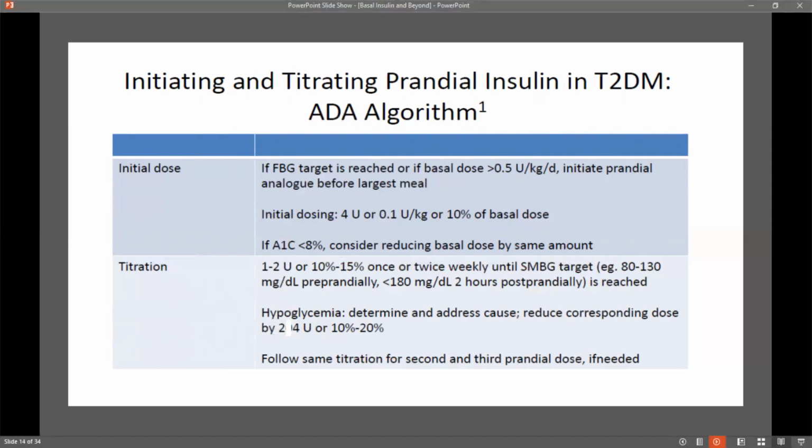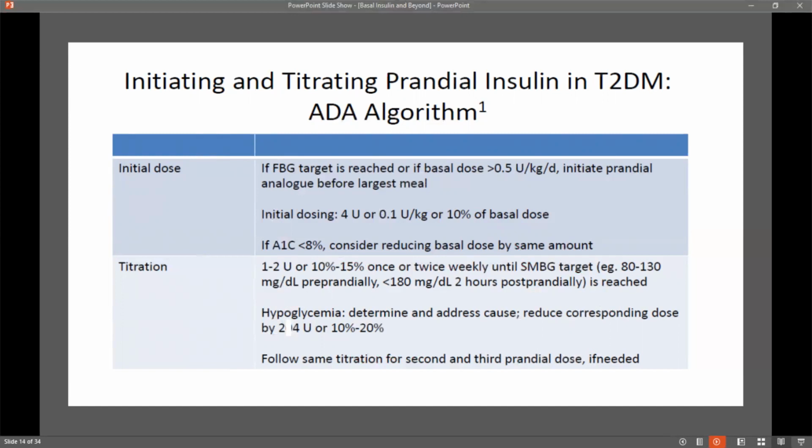If their A1C is low, then we should at the same time reduce their basal insulin as well. So suppose this patient, my patient that I just described, was on 20 units at that time, and I decide to add some bolus insulin, then I will start the 4 units, but I will reduce the basal insulin from 20 units to 16 units. So I will take that away from the bolus dose just to prevent the hypoglycemia.